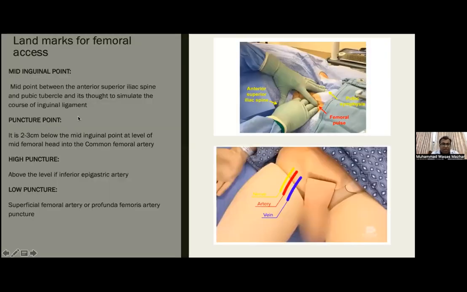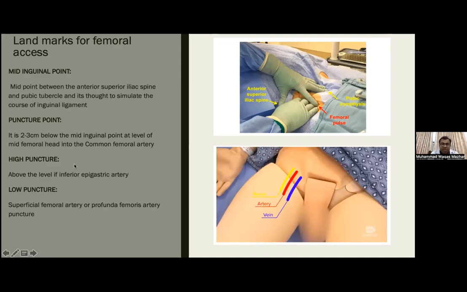What are the different landmarks for the femoral access? First of all, you will identify the mid-inguinal point. The mid-inguinal point is a point between the anterior superior iliac spine and the pubic tubercle, and it's thought to simulate the course of the inguinal ligament. So this is the anterior superior iliac spine, this is the pubic tubercle, and this is an imaginary line just on the top of the inguinal ligament. Your puncture point should be 2 to 3 centimeters below the mid-inguinal point at the level of the mid-femoral head into the common femoral artery.